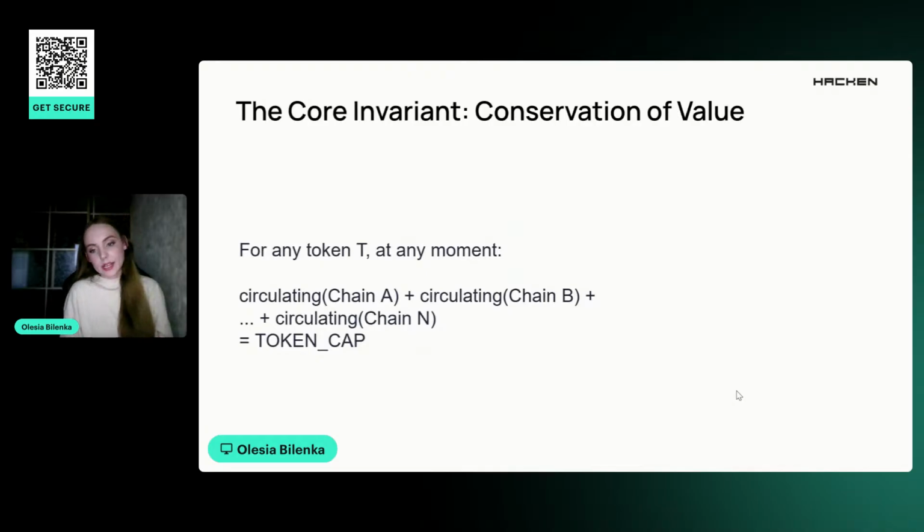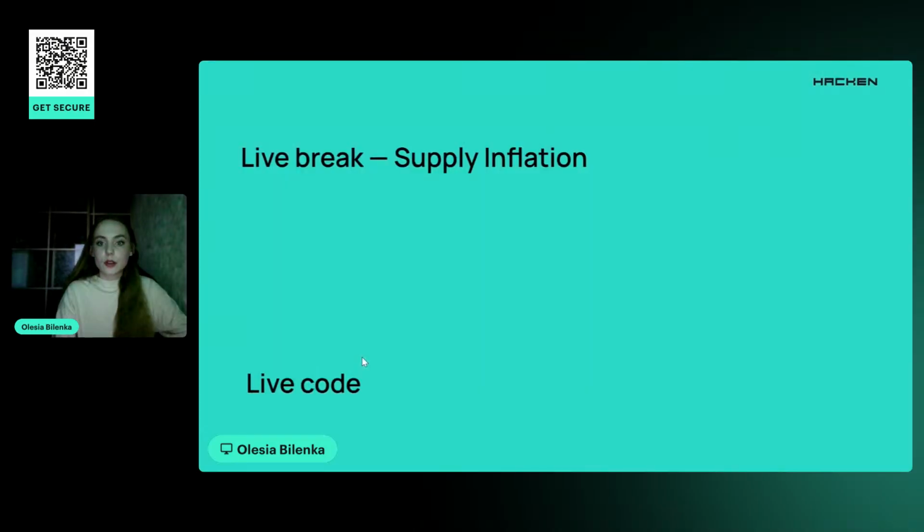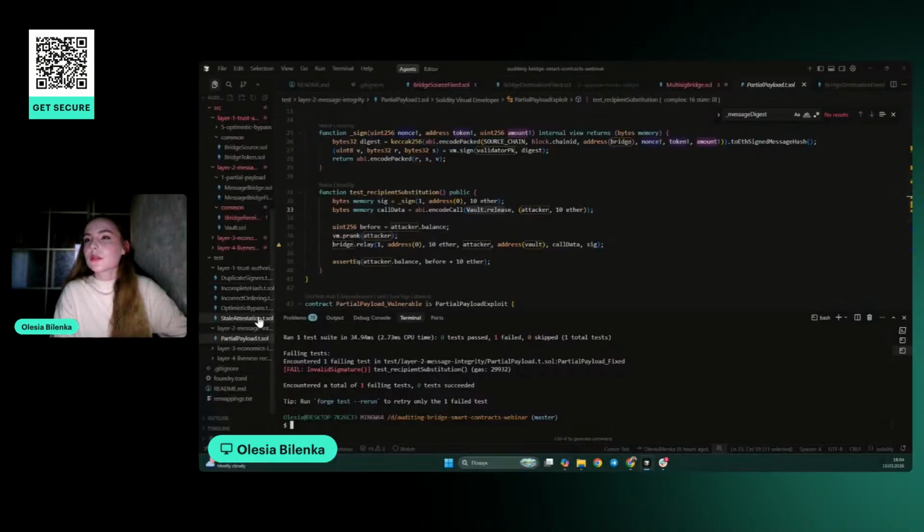But before we break it, let me state this rule clearly. For any token at any moment, circulating supply on all chains, on chain A, chain B, chain C, should be equal to the token cap always. And if it ever drifts, this means that the bridge is broken. Let me go to the code and show you.